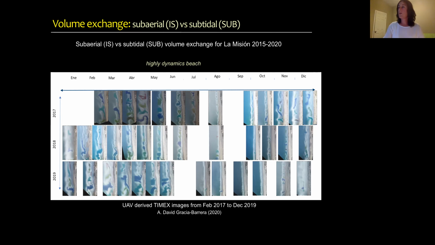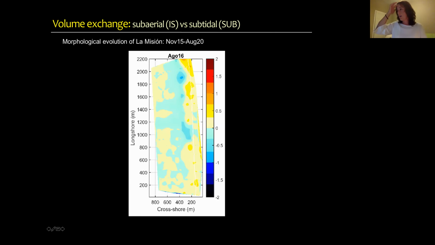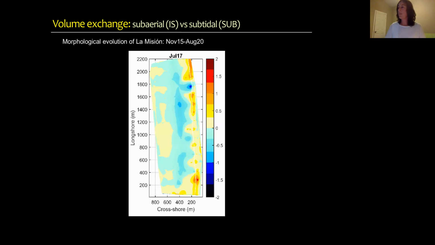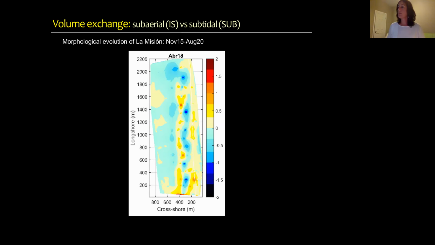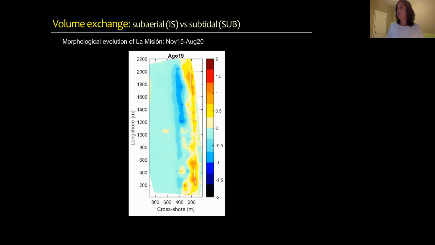So now I will show the cumulative differences of the evolution of La Mission beach as well. This is just a quick movie so that you can see what happens on the beach. The white longshore line is actually the 2-meter water line. So that's like the high tide level, okay?